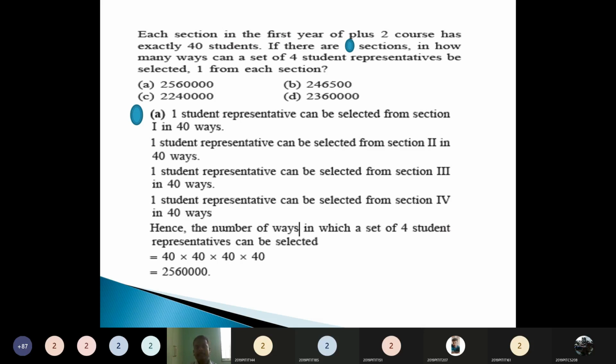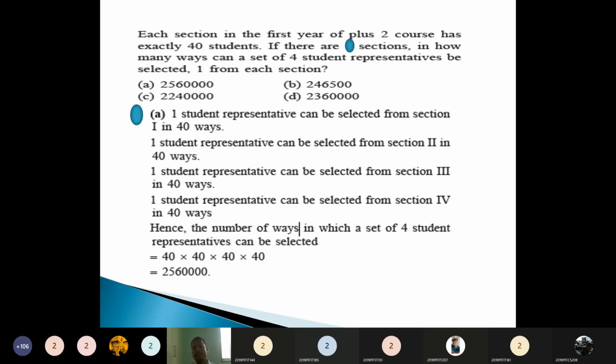Each section in the first year of +2 course has exactly 40 students. If there are 4 sections, in how many ways can a set of 4 student representatives be selected, one from each section? 4 sections, 4 student representatives. How many different ways can you select the persons? Here, 4 sections, 4 student representatives, each section has 40 students available. So for that the explanation is given.